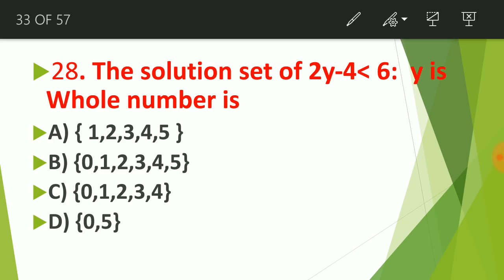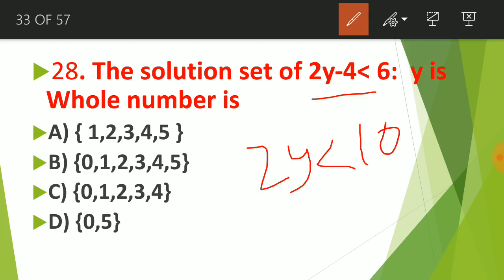Now let us see question number 28. The solution set of this, where y is a whole number. If we solve this, we will get 2y is less than or equal to 10. So y will be less than or equal to 5. But y is a whole number. So the whole numbers start from 0, and y is less than 5, which means from 0 to 4: 0, 1, 2, 3, 4. That is in option choice C. So option choice C is the correct answer for this question.